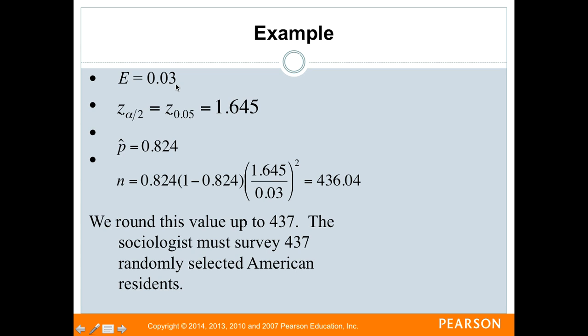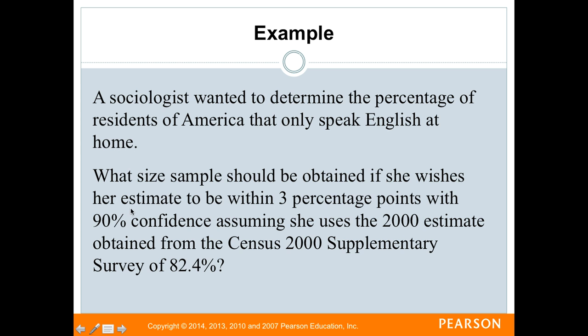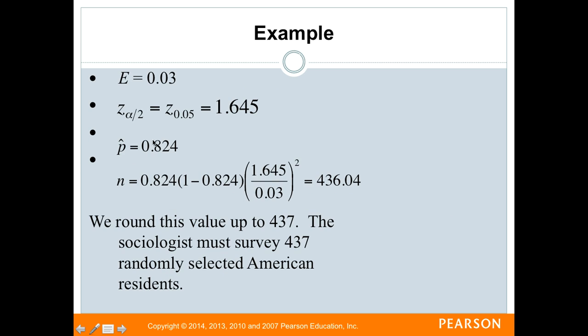Now, she also says that we want 90% confidence. If you remember from that little table we've looked at a couple times now, the critical value that goes with 90% confidence is 1.645. So that's going to be our critical value here. Now, our p hat is just the 82.4%. We want to write it as a decimal though. That was the prior estimate from that 2000 census supplementary survey, so we write it as 0.824.